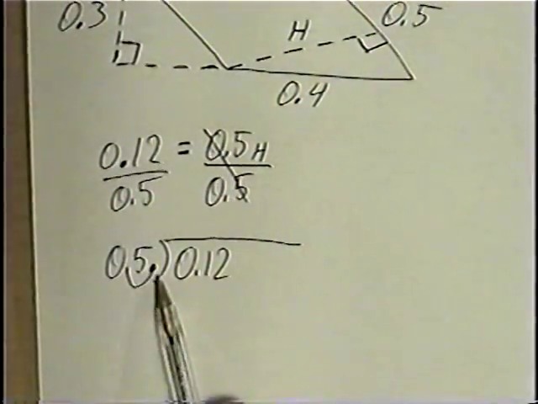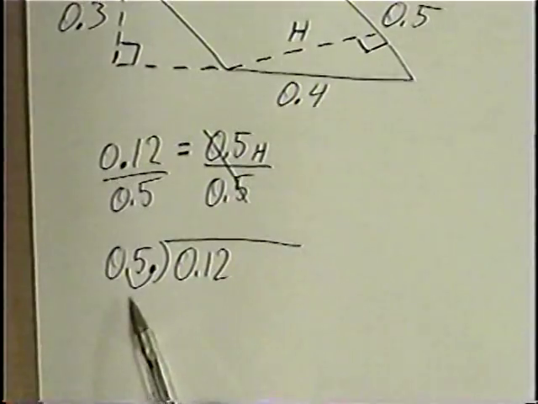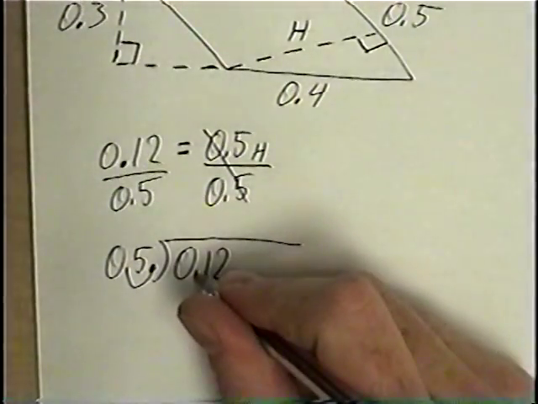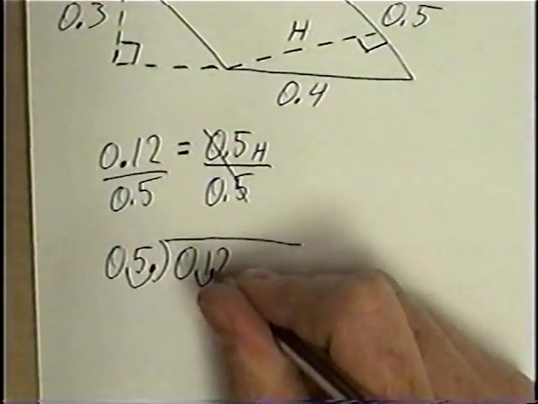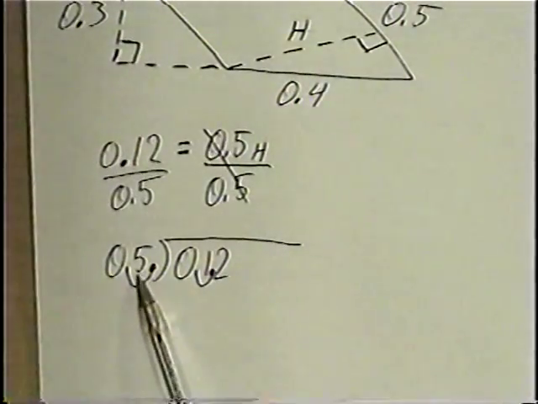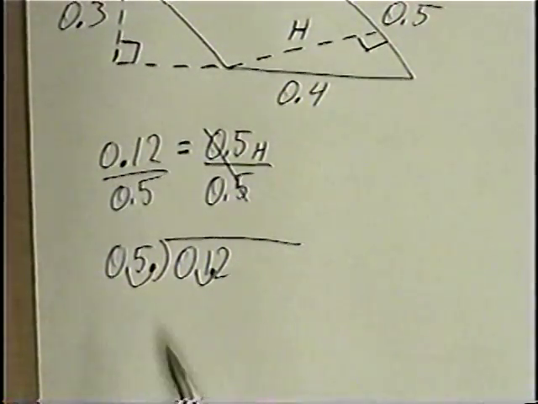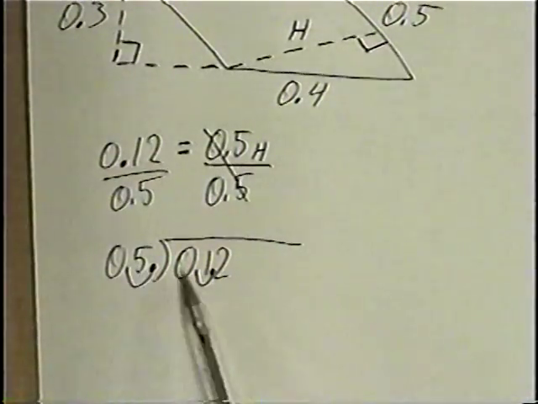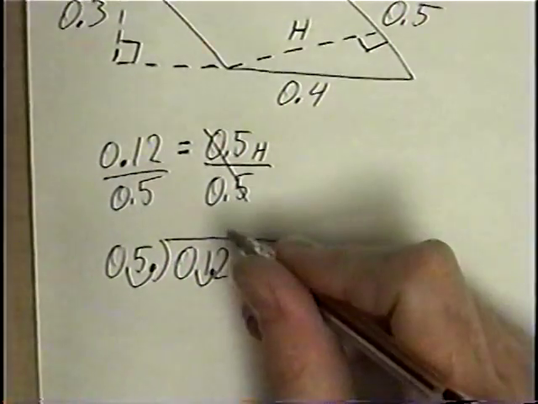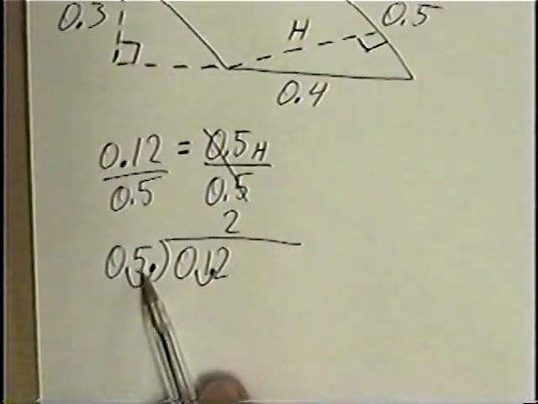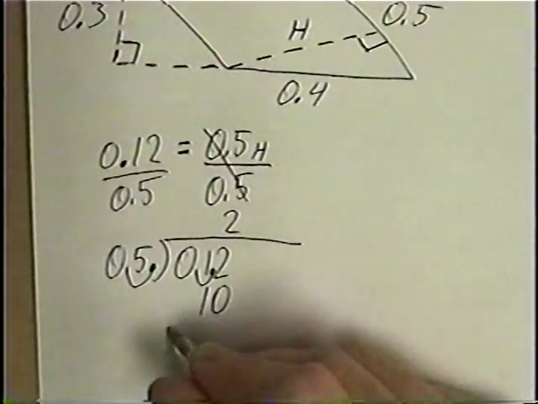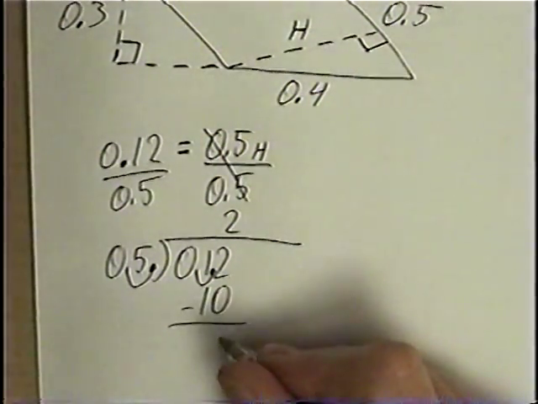So instead of 0.5, it is now 5. And if you move the decimal 1 time, we'll move the second decimal 1 time also. So now we have 1.2 divided by 5. 5 doesn't go into 1, but 5 goes into 12 2 times. 2 times 5 would be 10. Subtracting straight down would be 2.